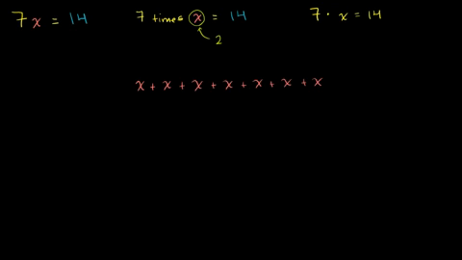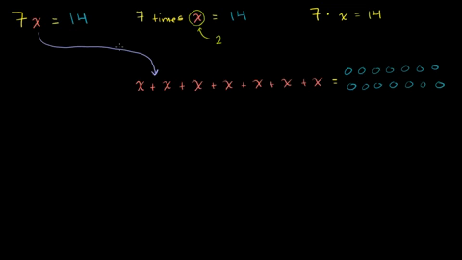Let me rewrite this right here as 7x. Now, this equation tells us that 7x is equal to 14. So it's saying that this is equal to 14. Now, let me just draw 14 objects here. So let's say I have 1, 2, 3, 4, 5, 6, 7, 8, 9, 10, 11, 12, 13, 14. So literally we're saying 7x is equal to 14 things.